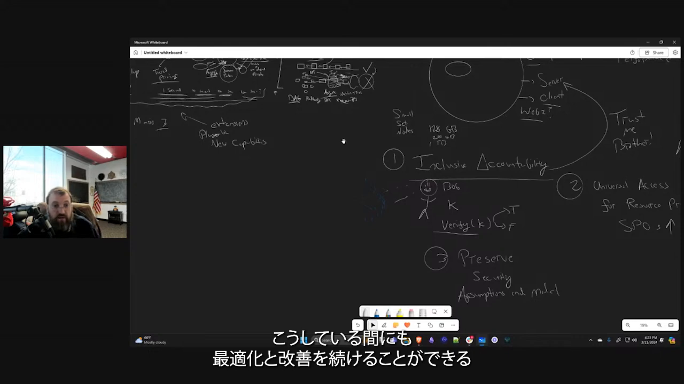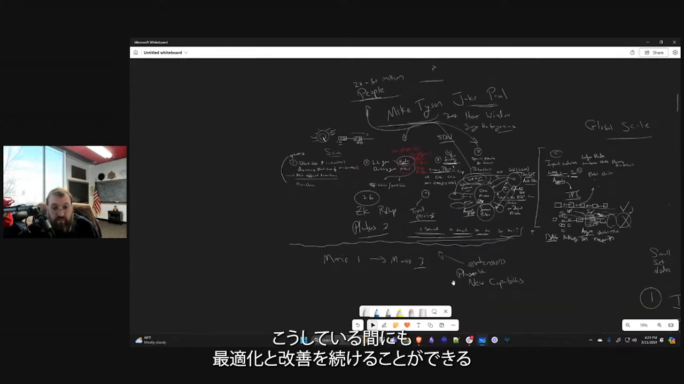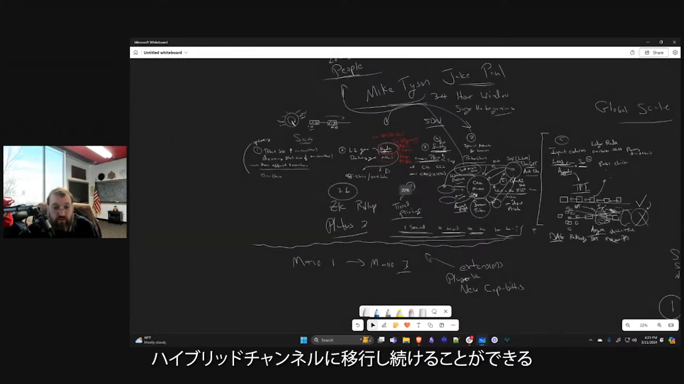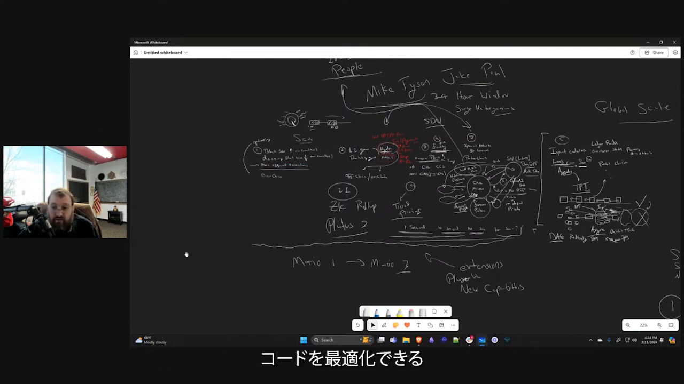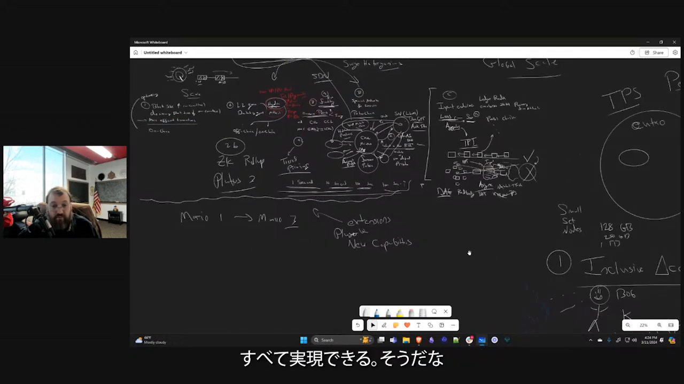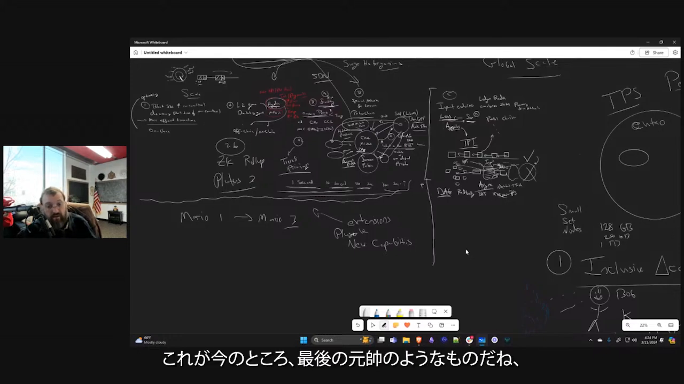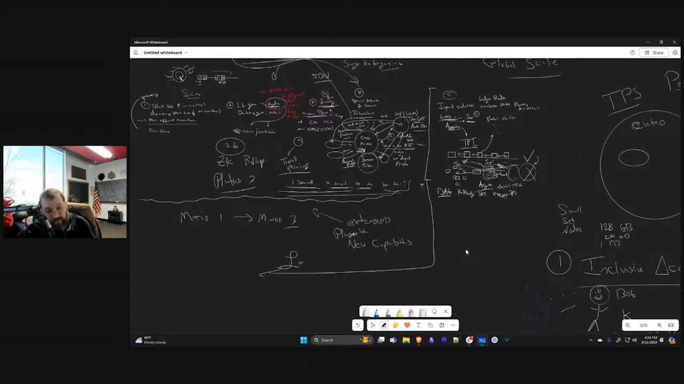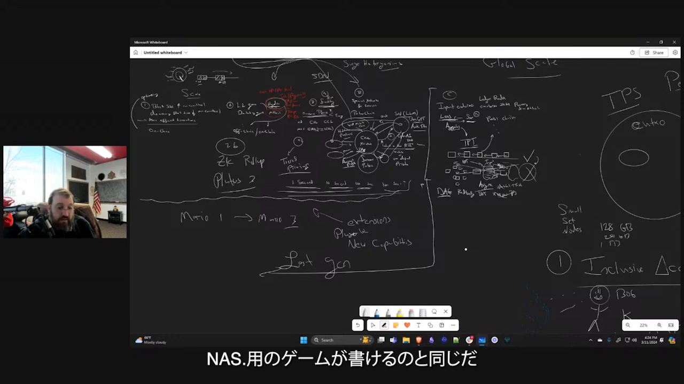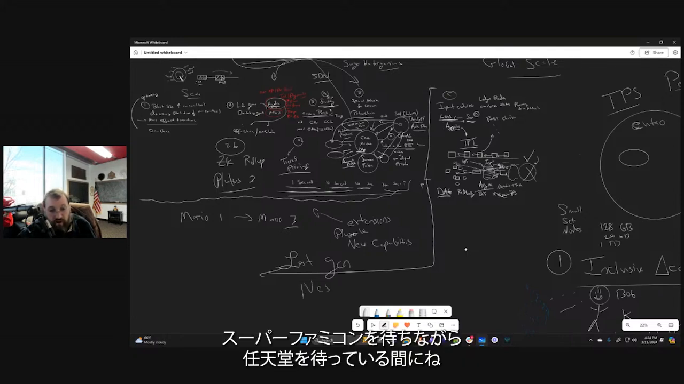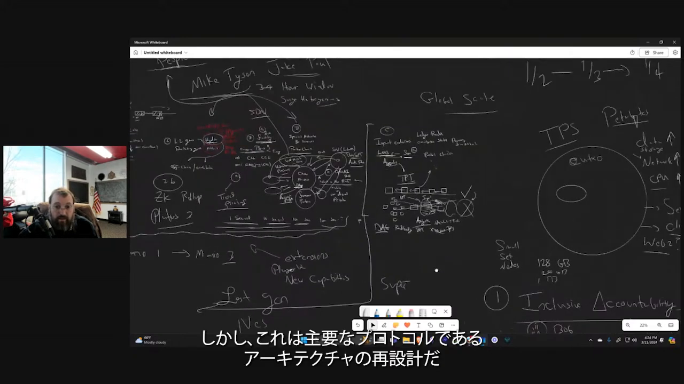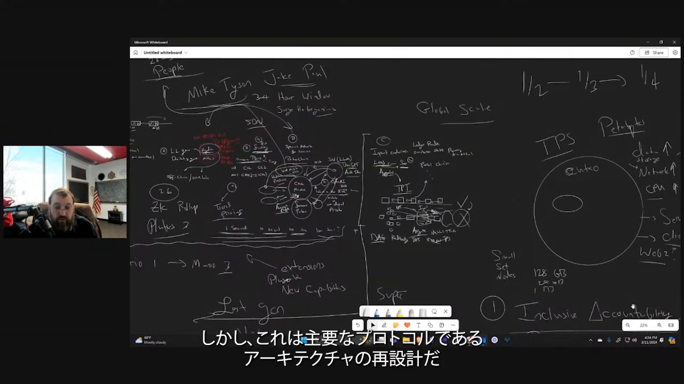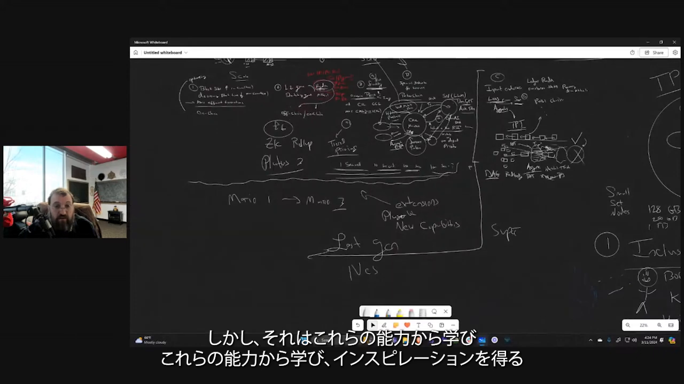Now, here's the thing. While all of this is going on, you can continue optimizing and improving. You can continue moving stuff into Hydra channels. You can continue writing more efficient programs. We can optimize the code. All of that can happen. Okay. So that's currently like last gen. Just like you can write games for the NES while you're waiting for the Super Nintendo, while you're building that up. But this is a major protocol re-architecture and redesign, but it learns and is inspired from these capabilities.